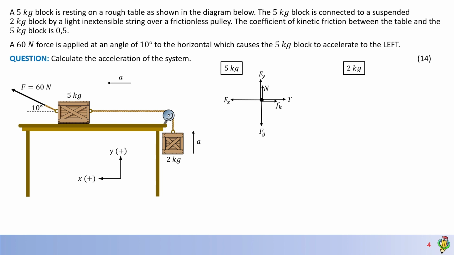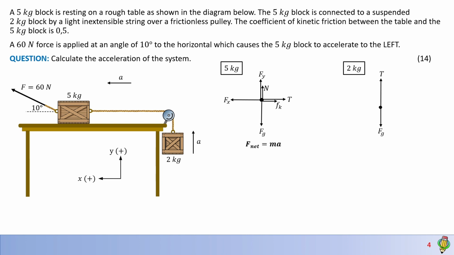Let's do the free body diagram for the 2 kg block. I'll put a dot to represent the body of the 2 kg block. We have Fg, which is always there on an object. Remember, in this case, it's not resting on any surface, so there's no normal force. But there is tension, which is pulling it up.